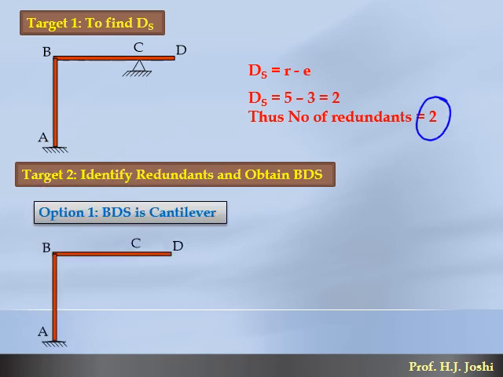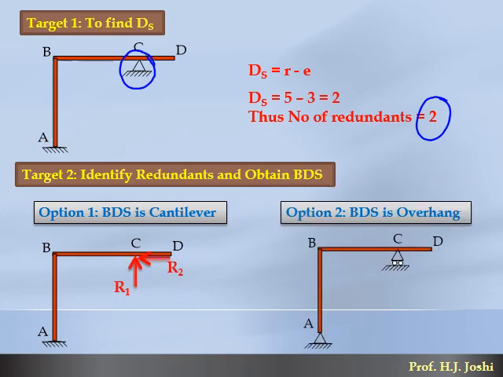So consider I wish to obtain a BDS as a cantilever. To maintain the cantilever, let us keep support A as it is, and the other 2 reactions here are identified as redundants and those are released. So after plotting the BDS, we have to show the identified redundants R1 and R2.